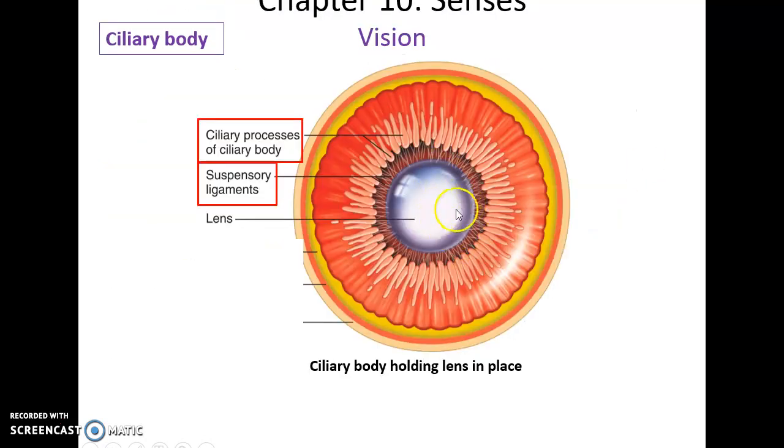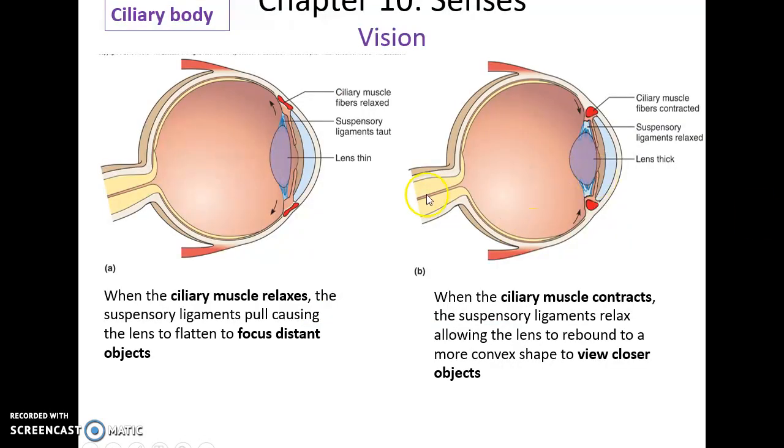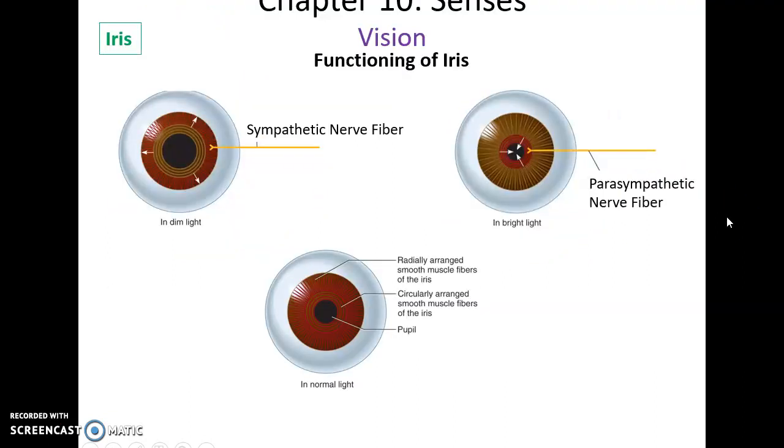Attaching to the lens, the ciliary body attaches to the lens. When they relax, it allows us to focus on distant objects. When they contract, they shorten the eyeball, allowing us to view things closer. The iris dilates to allow more light in when it's dark, and constricts to allow less light in when it is very bright.